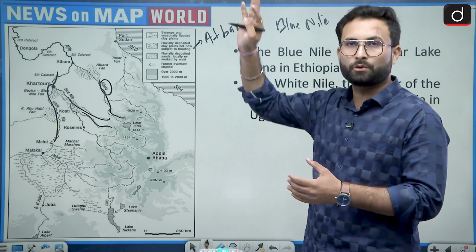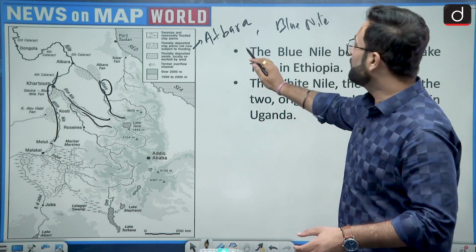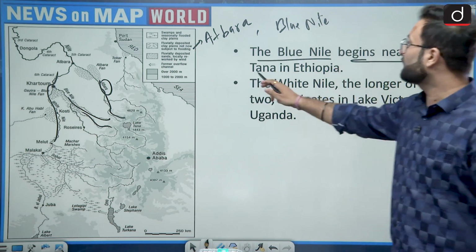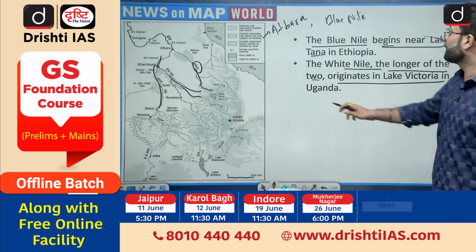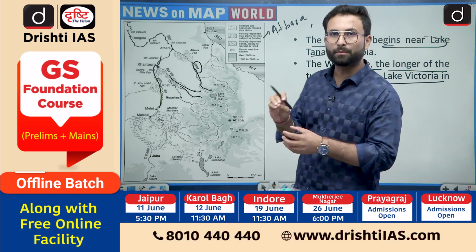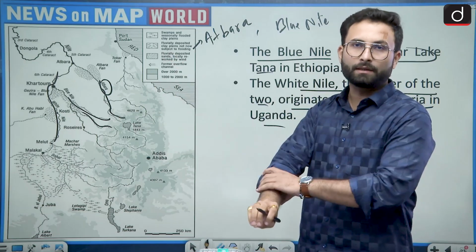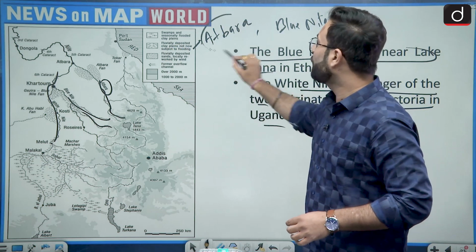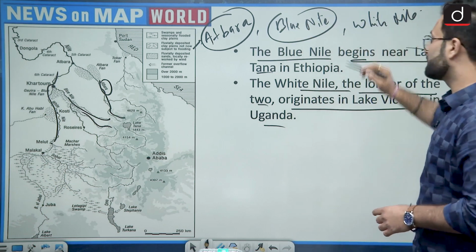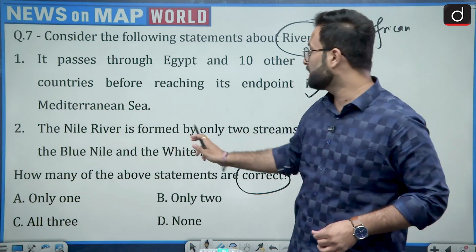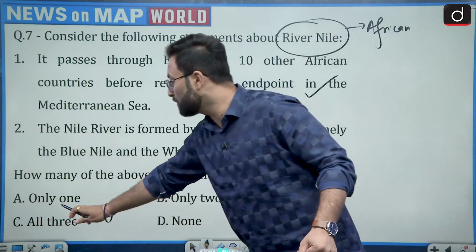Okay, which is going to Egypt afterwards, and the Nile river forms its mouth in Egypt. So basically we can say that the Blue Nile begins near Lake Tana in Ethiopia, which we have already seen. Then the White Nile, the longer of the 2, originates in Lake Victoria in Uganda. Okay, so this is some factual information which you can remember. Now the point over here is that there are various streams which are forming the Nile river. The most important are Atbara, Blue Nile and White Nile. Okay, so these are the 3 streams. So coming back to the question, they are saying that it is formed by only 2 streams, so that is incorrect. Okay, so only one will be your answer, that is A.